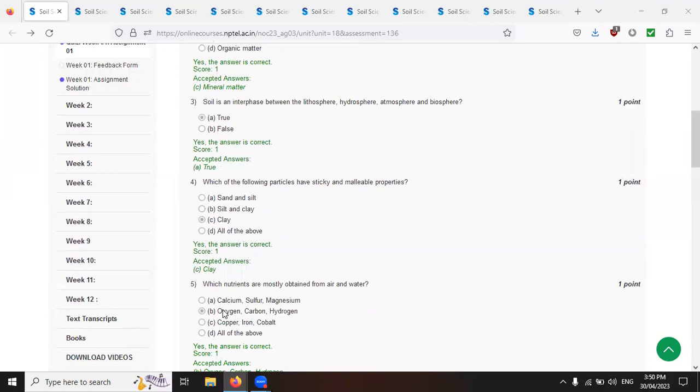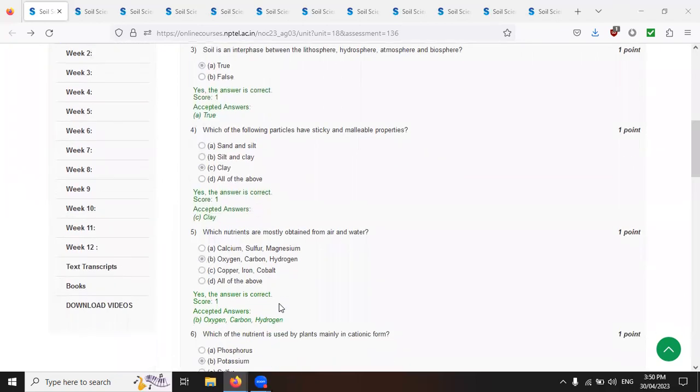Which nutrients are mostly obtained from air and water? Out of the 17 essential nutrients for a plant, is it calcium, sulfur, magnesium, oxygen, carbon, hydrogen, copper, iron, cobalt, or all of the above? The answer is B: O, C, and H. Carbon, hydrogen, and oxygen. They make up 95% of the plant's nutritional requirements, all coming from the atmosphere.